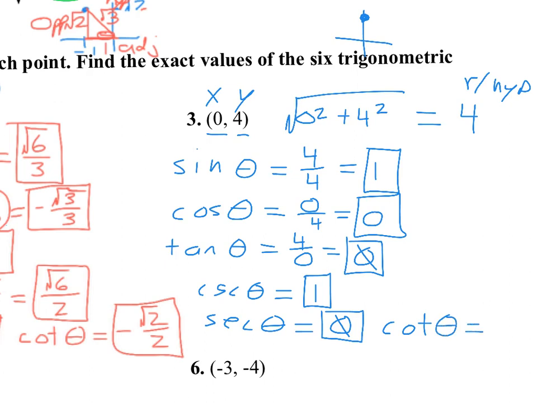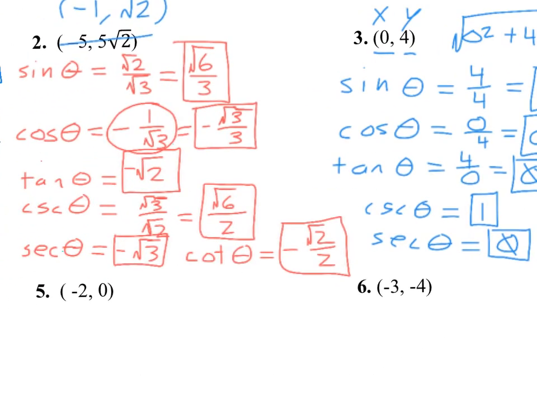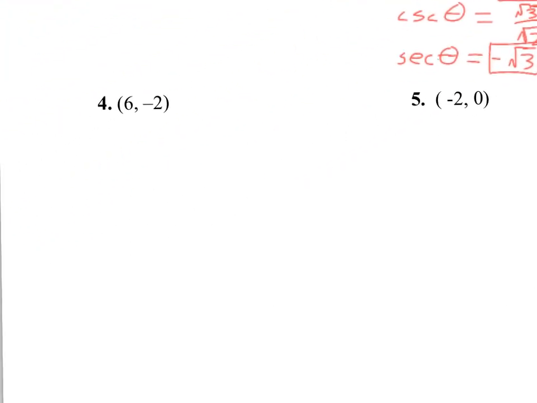Cotangent is y divided by x reciprocaled, so x divided by y. So cotangent is going to have a 0 on top instead of 0 on the bottom. The last three are very similar to the first three we did.